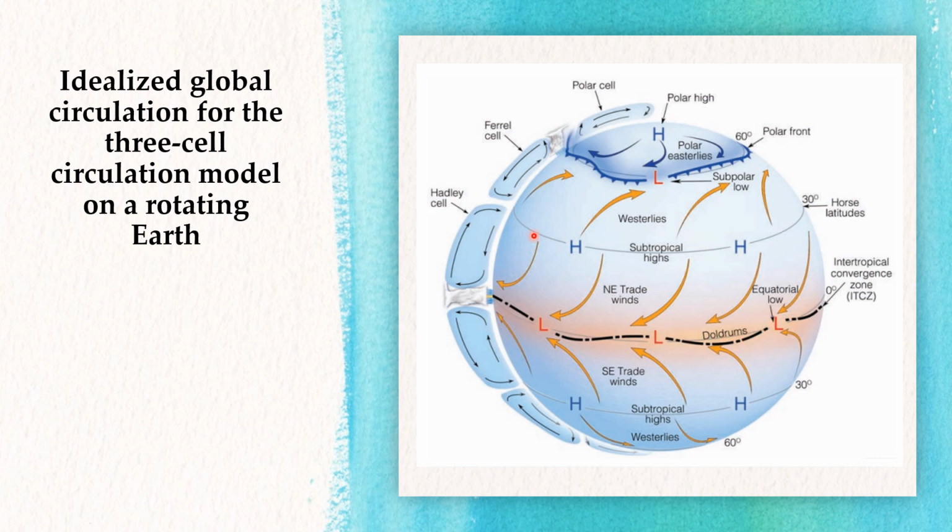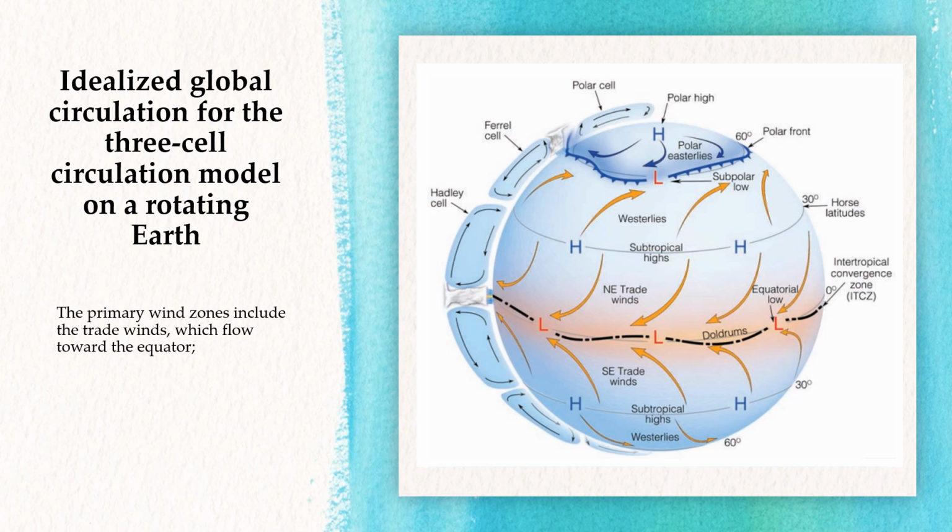And in the upper air we can see that there is a Ferrel cell, and it's a similar action: the warm air rises here, and it flows and goes down again. The polar cell has the same circulation, and this is just the idealized global circulation for the three-cell circulation model that I have mentioned one by one in the previous slides.